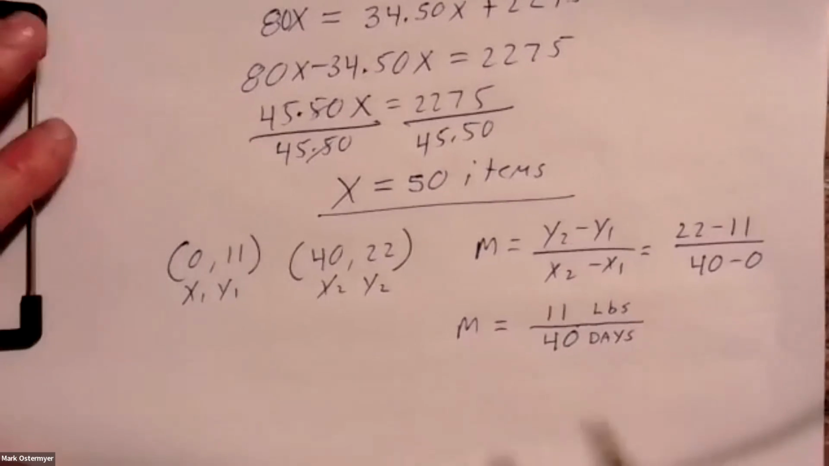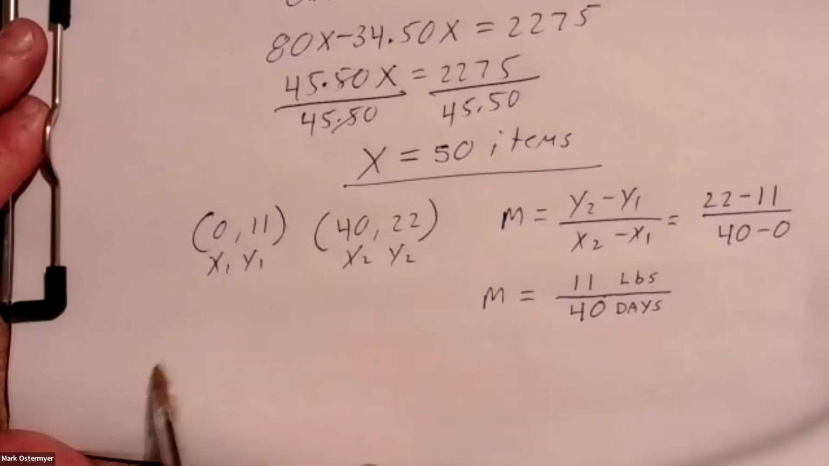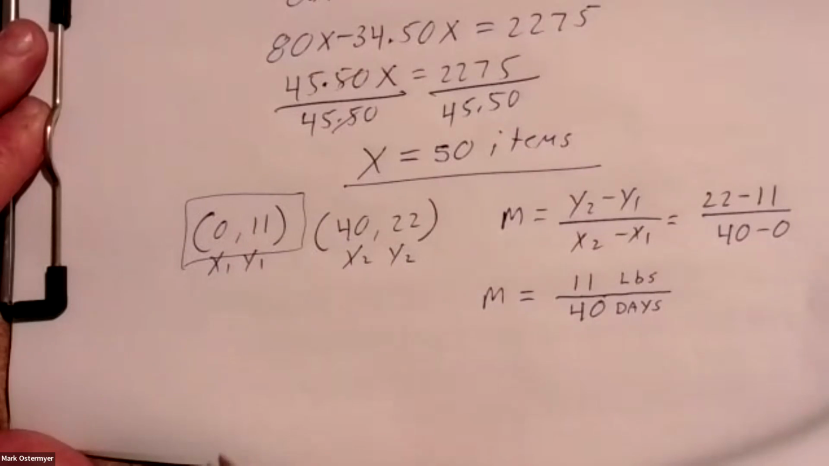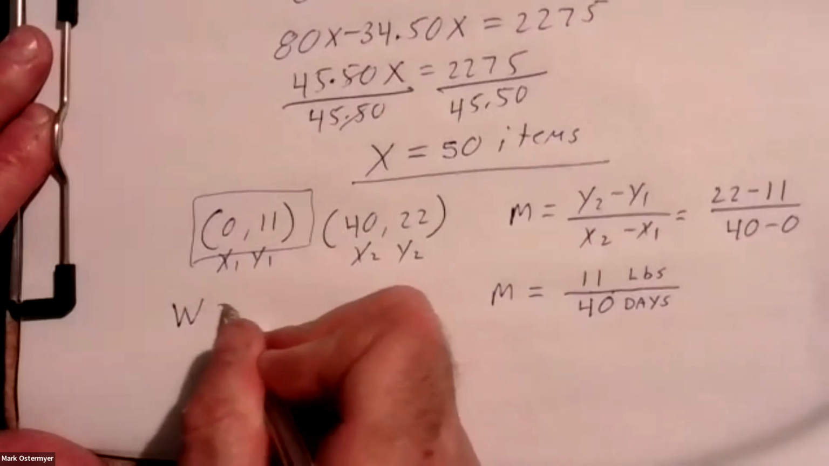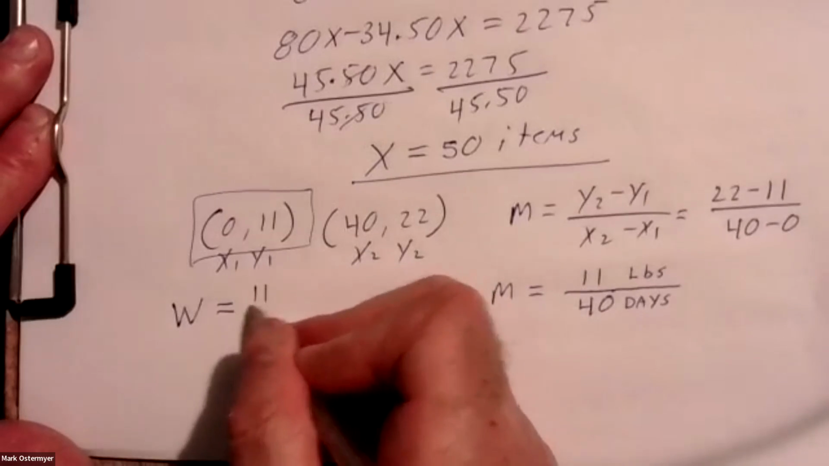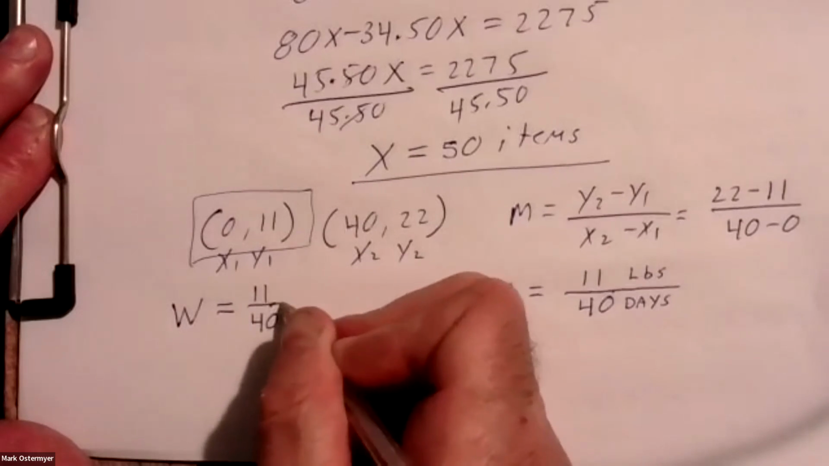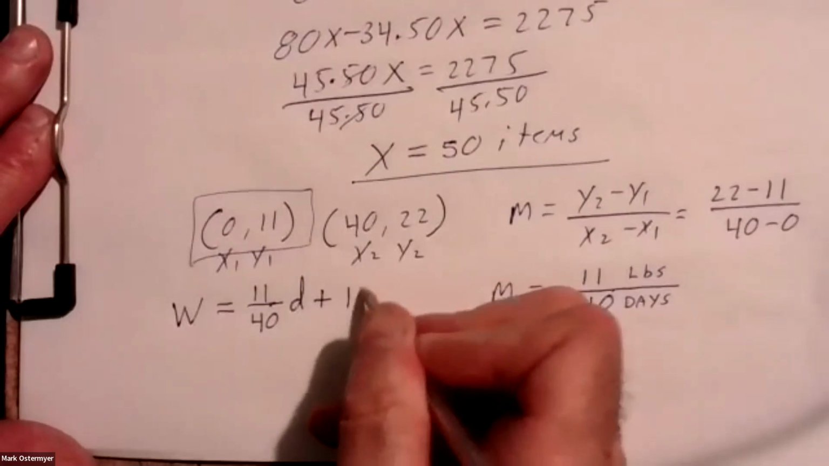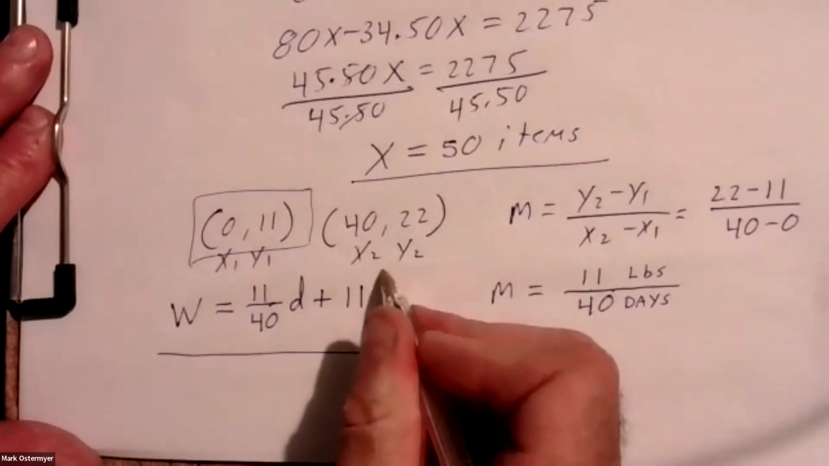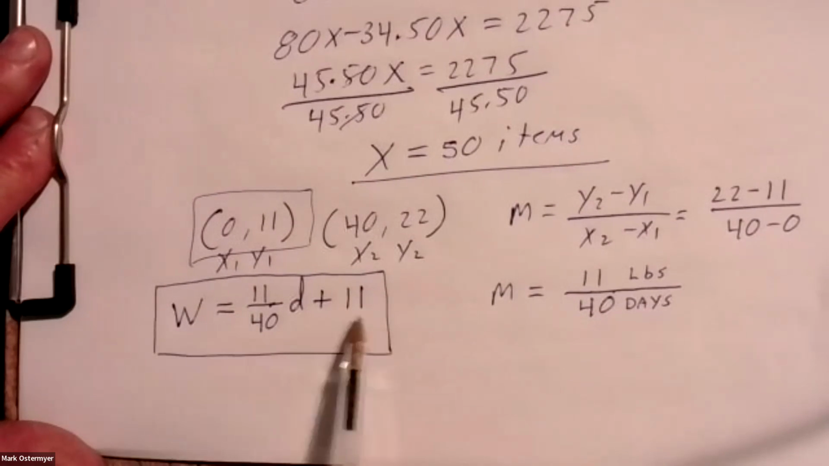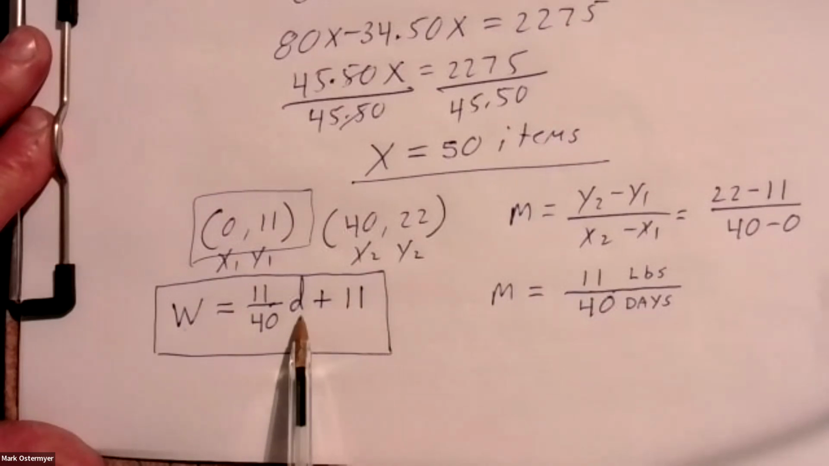Okay. Now, one of these points is a y-intercept. It's not this one, but here it is. This is our y-intercept. So we can write the equation of this line. The weight of Dodger, W, is going to be equal to my slope, which is 11/40, times the number of days after adoption, I'll call D, plus the y-intercept, which is 11. We have modeled that ordered pair data as a linear function, which models the weight of our puppy versus the day after adoption. Everybody see that there?